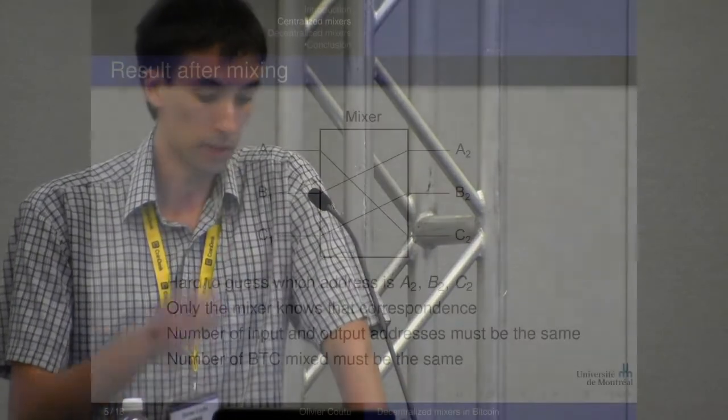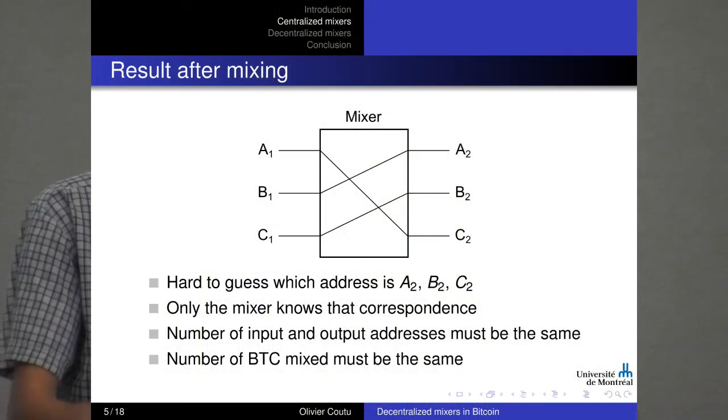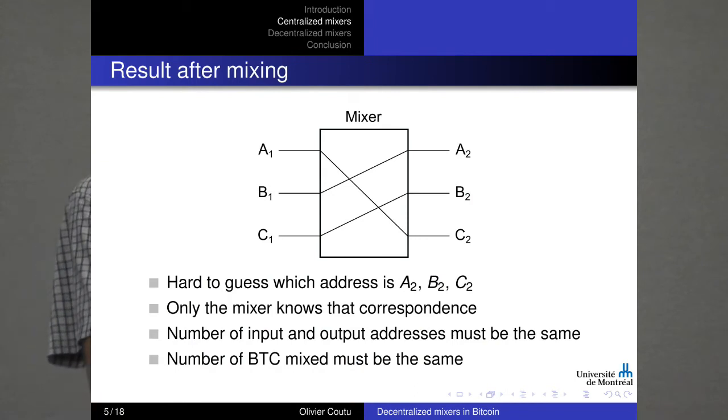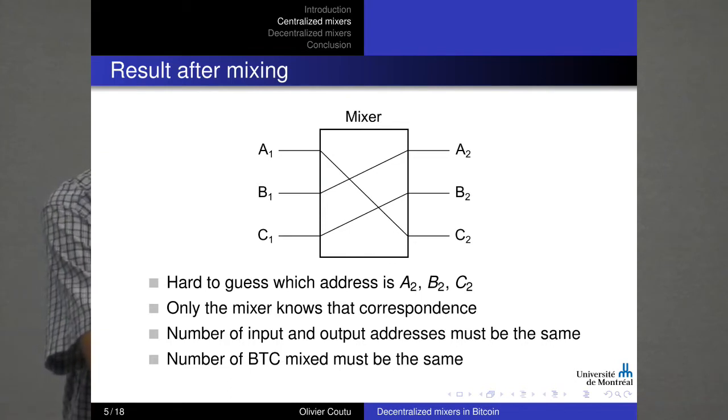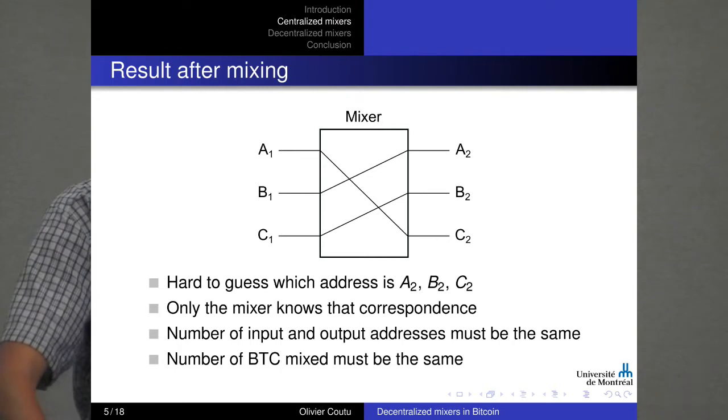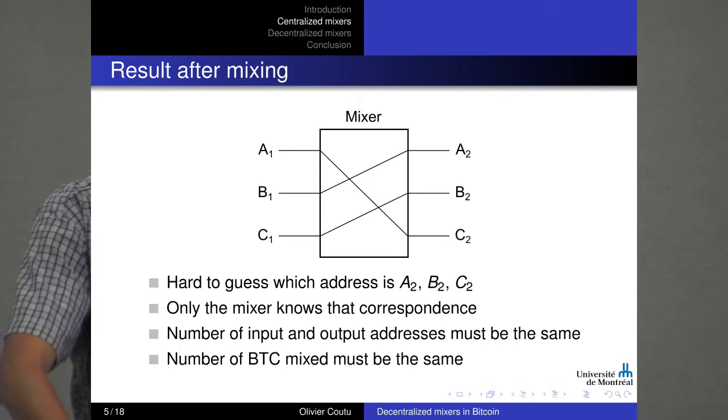So one example he could do here is the mixer could send Alice's coins to Charlie, Bob's coins to Alice, and Charlie's coins to Bob. And so the idea here is that if you're looking at the blockchain, you only see the address A1 sent to an address on the right, but of course the C2 handle is unknown. So it would be hard to guess really to whom the addresses on the right belong.